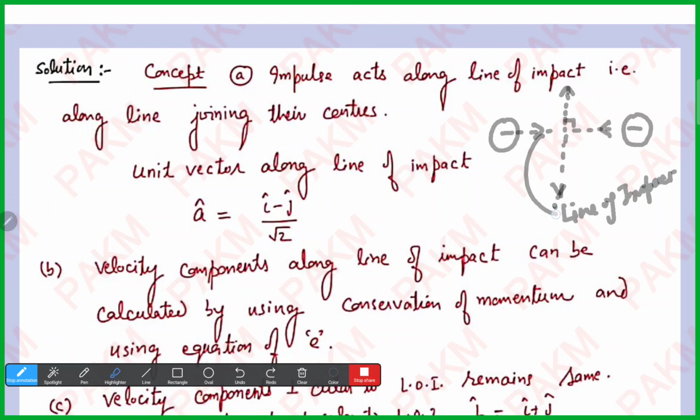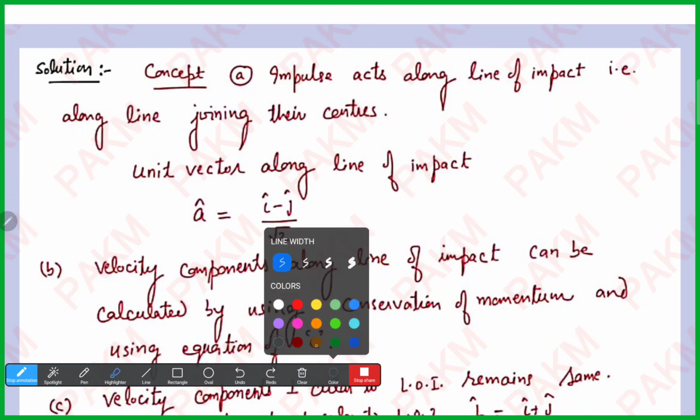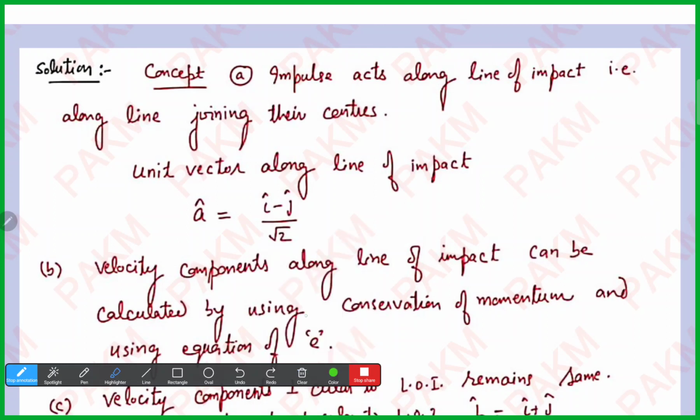Line of impact. And here the velocity will change only along the line of impact, and velocity will not change along the line perpendicular to it. I thought this point is clear. Hence, I have mentioned here the impulse acts along the line of impact, along the line joining their centers.